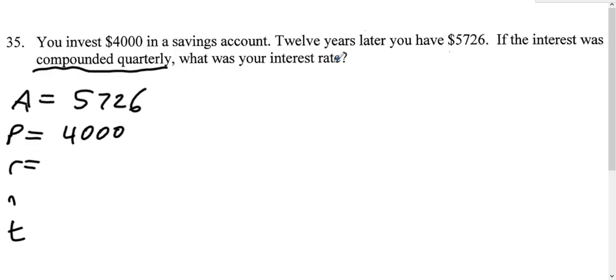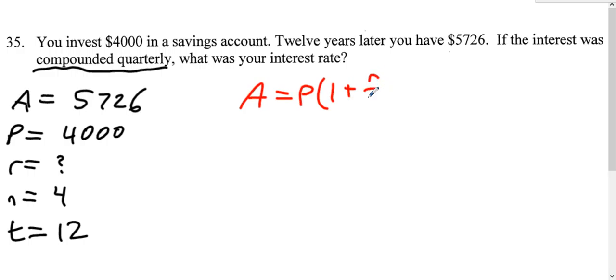R is the interest rate. That's the question mark, that's what we're solving for. N is how many times it is compounded in a year. So since it's quarterly, that's 4 times per year. And T is how many years, which is 12. Then you plug it into the formula. A equals P times 1 plus r over n to the nt.